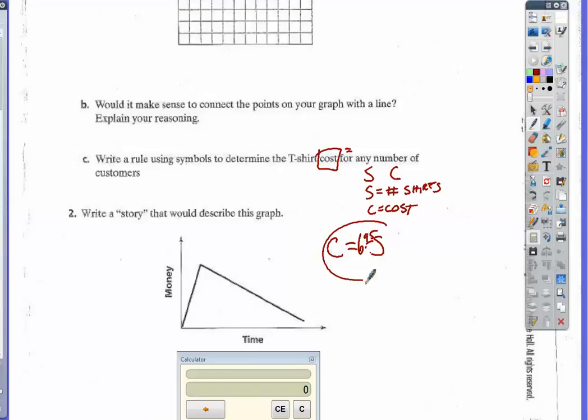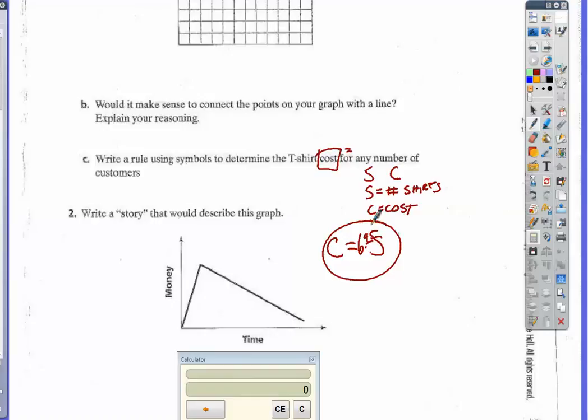So your equation, or your rule, is going to be C, cost, is equal to $6.95 times the number of shirts. And you remember that two numbers or two quantities put together like this, side by side, means multiply. So then, number 2, write a story that would describe this graph.